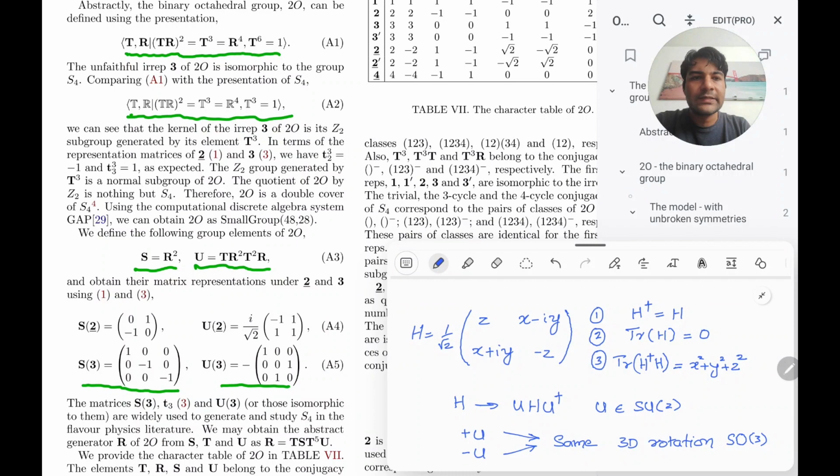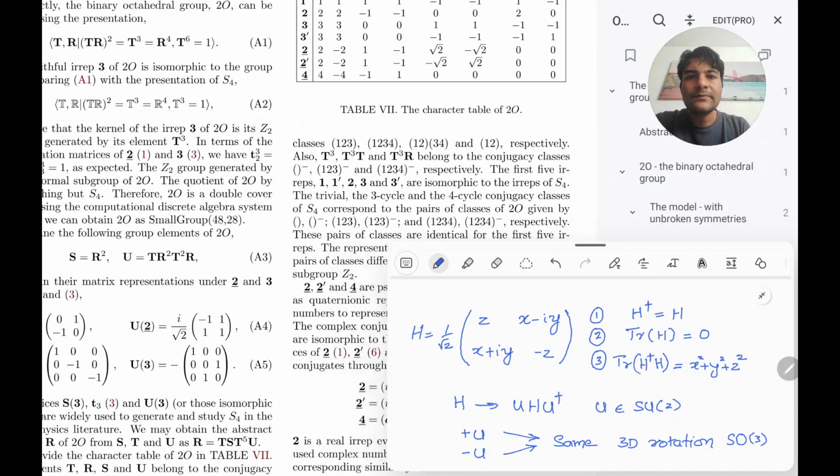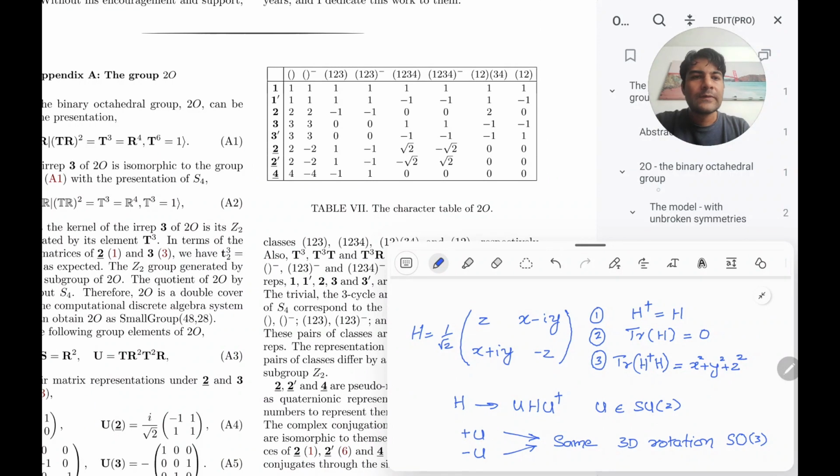Now let us look at the character table. The first 5 irreps are nothing but the irreps of S4. You have 2 triplets, 3 and 3 prime, a doublet 2, an invariant 1 and another singlet 1 prime. If you look at the conjugacy classes, we see some of them with a minus. So you have the trivial one with a trivial minus, a 3 cycle, minus of 3 cycle, 4 cycle, minus of 4 cycle. These two don't have that.